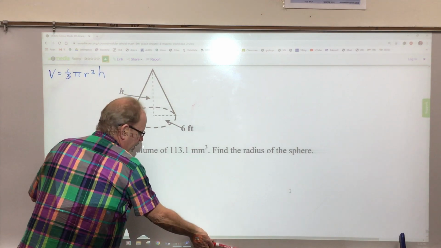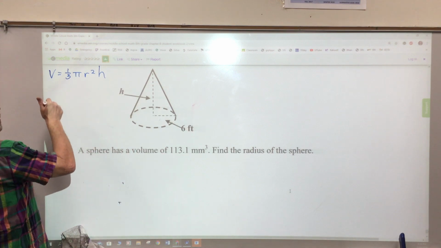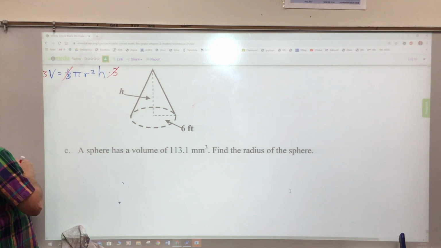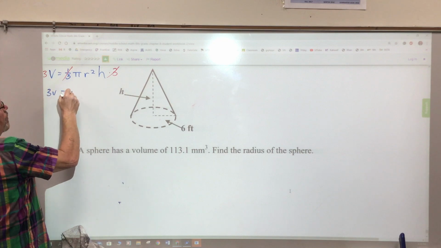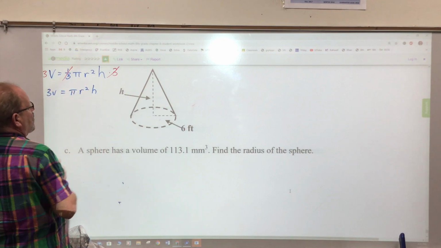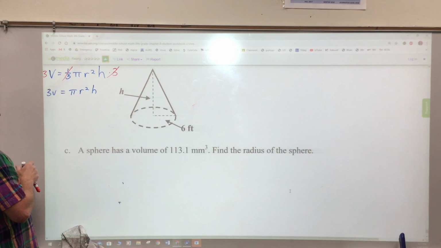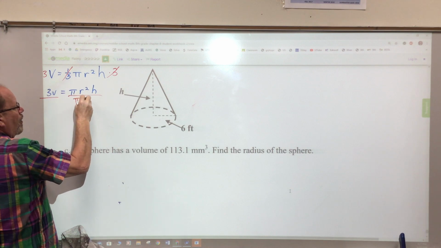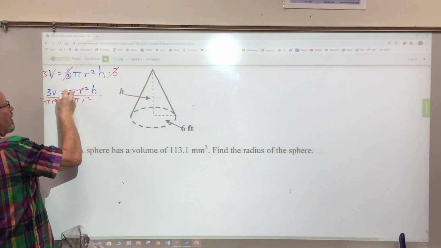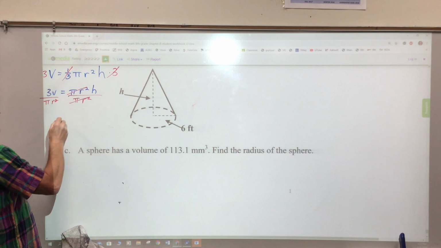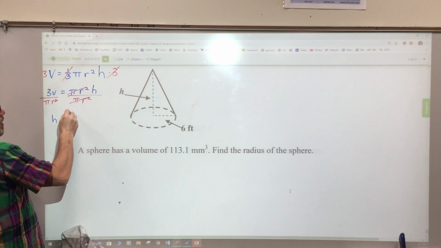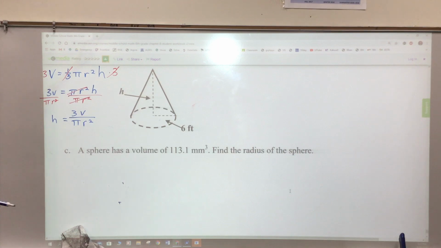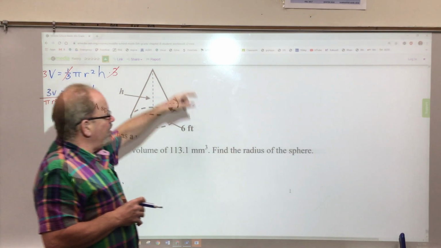So first step I'm going to do is times both sides by 3. Because 3 times 1/3 cancels. So now I have 3v equals pi r squared h. And now one step to get h to be alone is to divide both sides by pi r squared. That cancels that. Now h is all by itself. I'm going to put it on this side. H equals 3 times v over pi r squared. Now I have a new formula that will tell me the height when I put these other numbers into it.